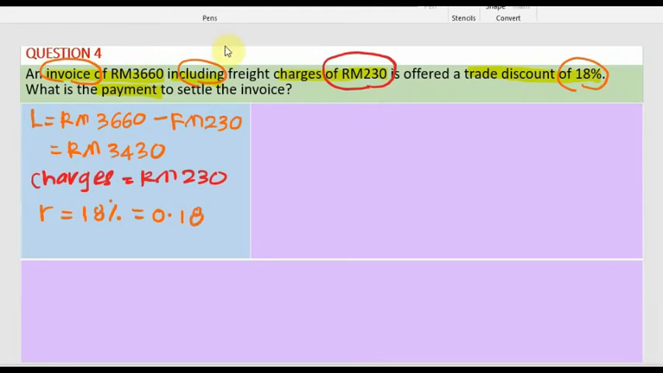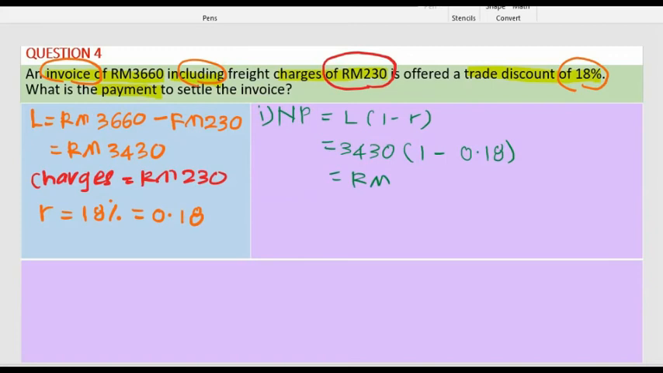So the first step is to find the net price. Net price equals list price times 1 minus R. The list price is 3430, 1 minus R is 0.18. So calculate the net price first. What is our net price?